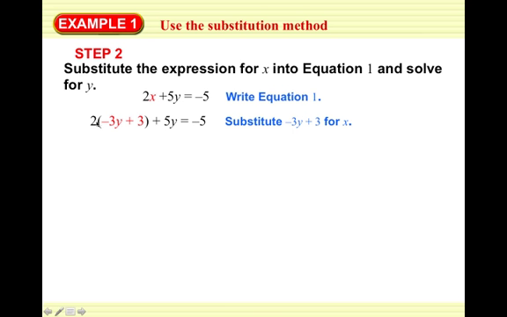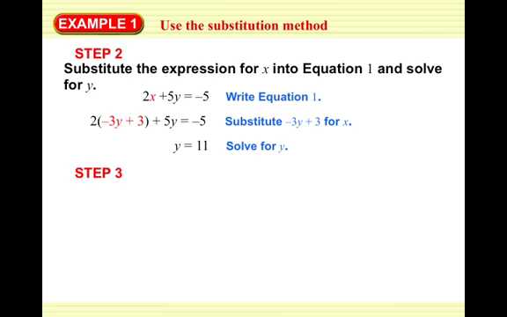And the beauty of that is that it gets us an equation in just one variable, so we can solve that. So let's see, we would distribute the 2, and that would give us negative 6y plus 6 plus 5y. That would give us negative y equals negative 11 when we start solving, and then divide by negative 1, we get y equals 11. Okay, so now we have our y value. We need the x value.